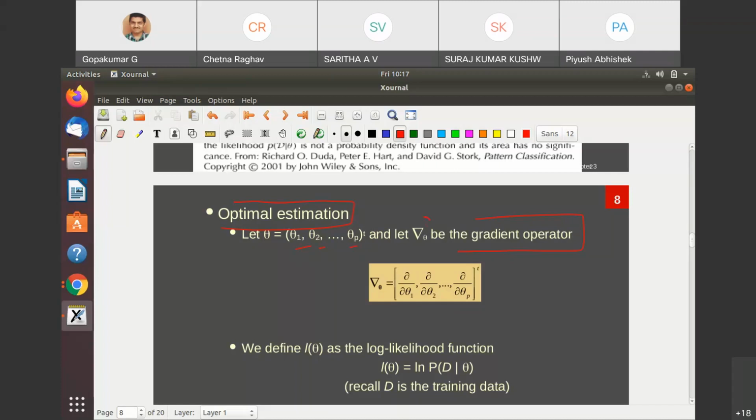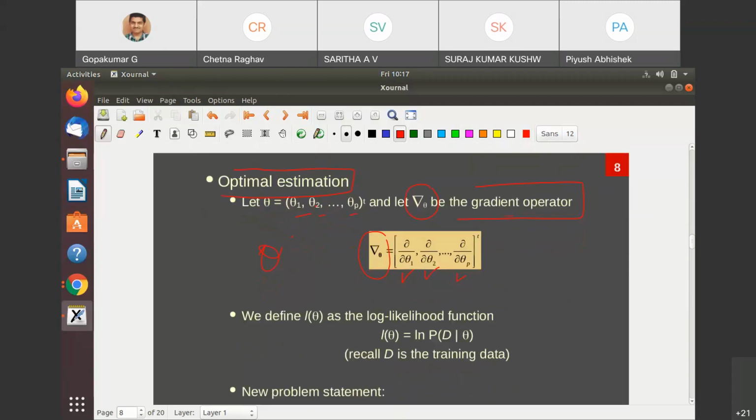So we use a del operator, which represents the partial derivative. Del theta means we are partially differentiating a function with respect to theta. So here we define the gradient operator: dou by dou theta 1, dou by dou theta 2, etc. to theta p, depending upon how many parameters are there in the parameter vector theta. So that is the idea, and we'll come to that representation again.